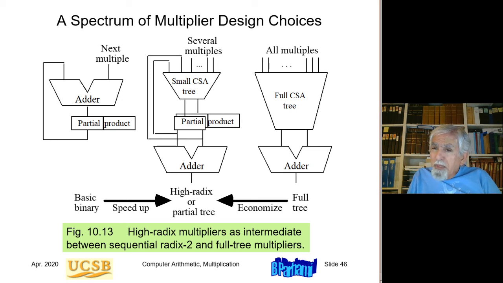Okay, so depending on how large I make this CSA tree, whether I'm closer in spirit in the design to this end or to this end, 2 different names are applied to this multiplier. If I'm closer to this side, this is known as a high-radix multiplier. So I handle 2 bits, 3 bits, 4 bits, even 8 bits at once. So that's called a high-radix multiplier.